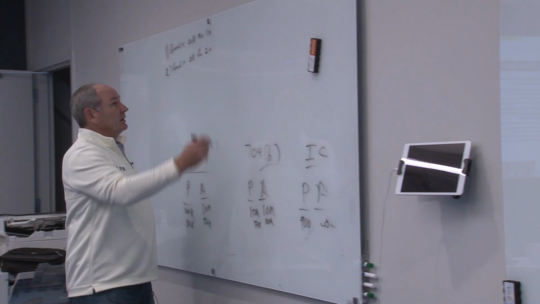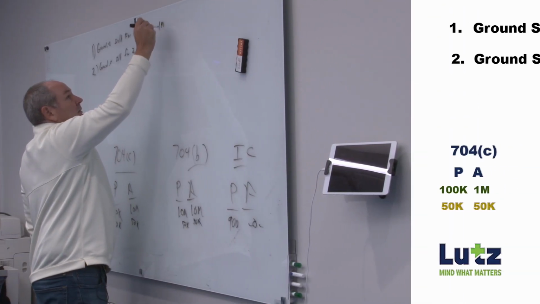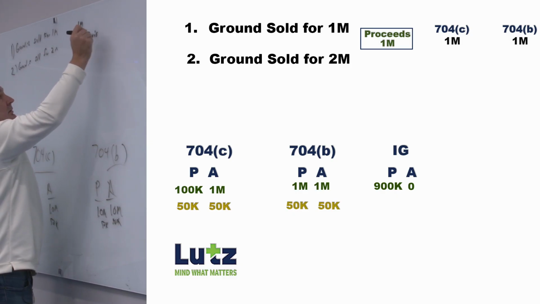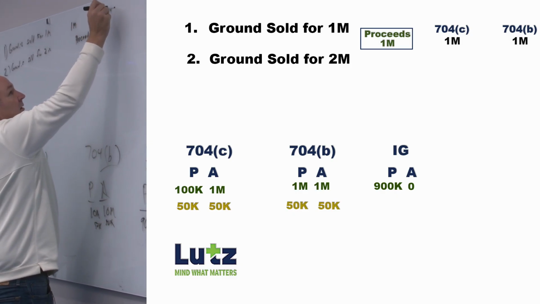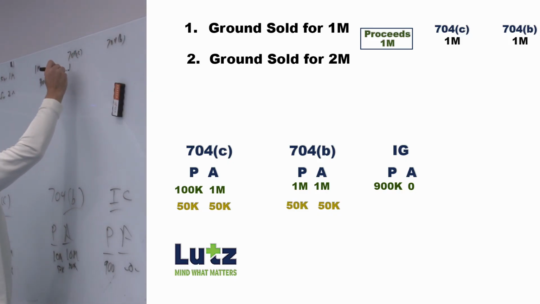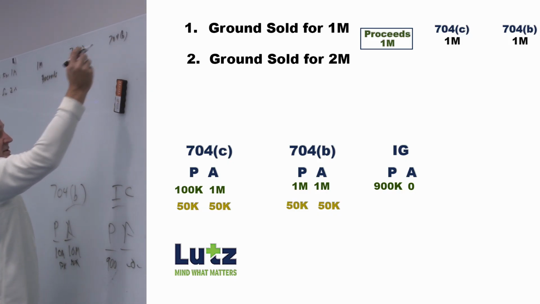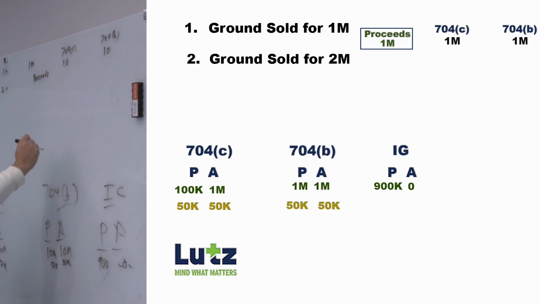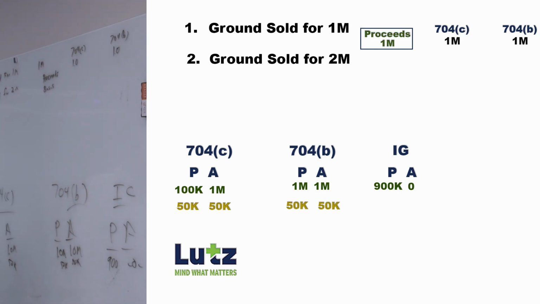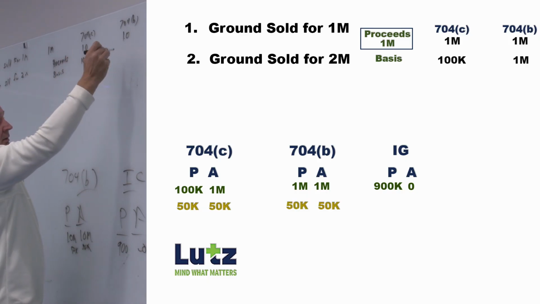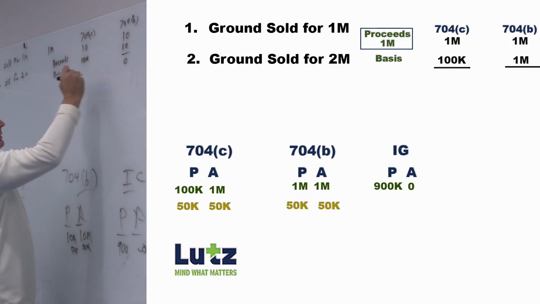So if we sell at $1 million, proceeds is how much, Melissa? 1 million. Okay, so we're going to go 704C and 704B. How much proceeds is my 704B? Also 1 million. What's my basis for 704C? 100,000. What's my basis for 704B? 1 million. So I have no gain or loss, correct?